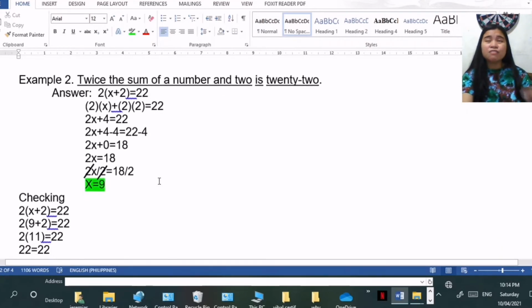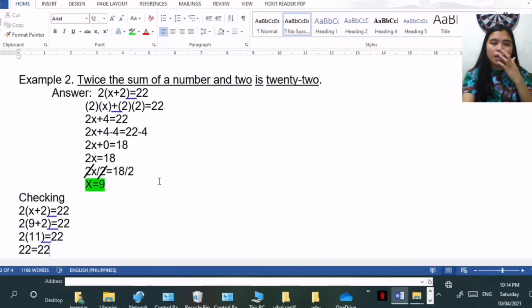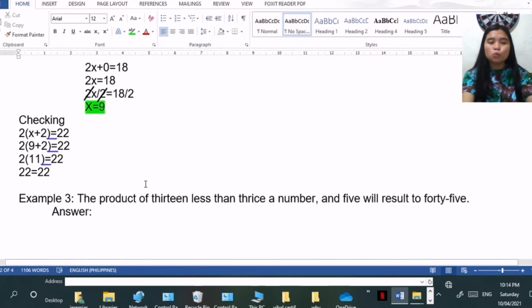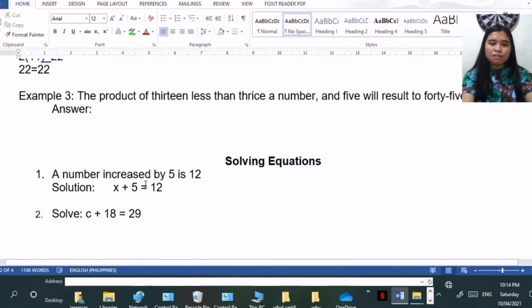Okay po. So, aside from dapat marunong kayong mag-translate ng word phrases into equation or expression, kailangan marunong din kayong mag-translate ng equation or expression into word phrases or vice versa, kumbaga. Okay po. Kailangan marunong po kayo. Ayan. So, let's have our last example.